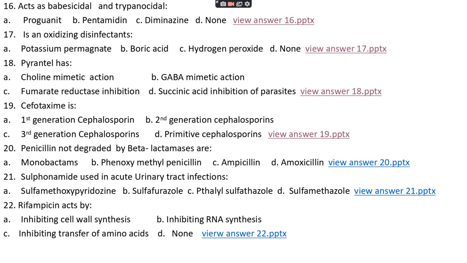Okay. Question number 20. Penicillin not degraded by beta lactamase enzymes is: option A, monobactam; option B, phenoxymethylpenicillin; option C, ampicillin; option D, amoxicillin. The right answer is option A, that is monobactam.